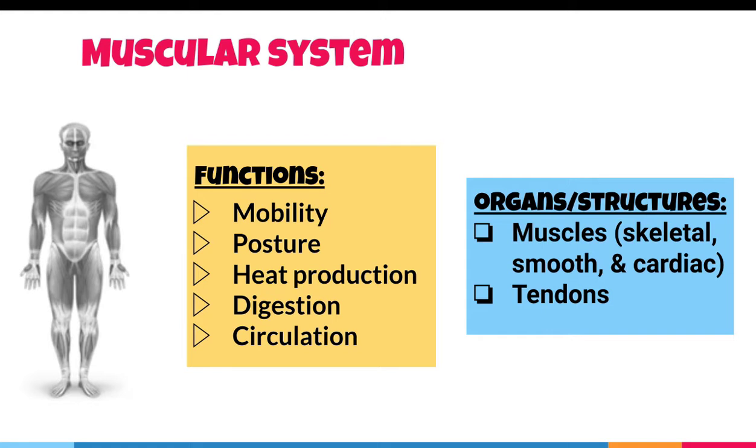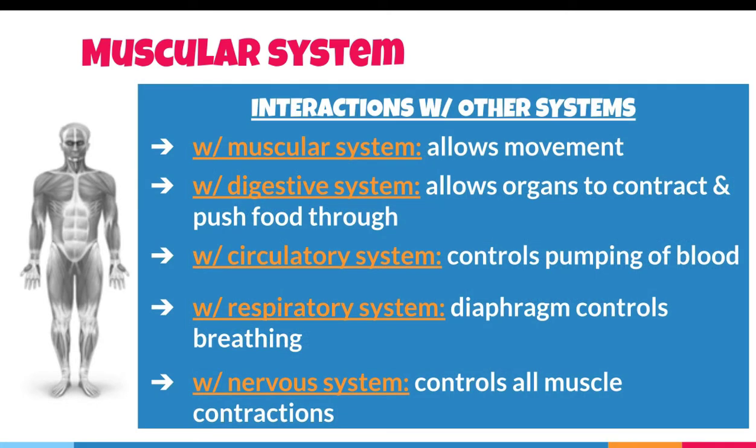The organs and structures that are involved in this are muscles. There's 3 types of muscles: skeletal, smooth, and cardiac muscle. And the tendons, which actually keep the muscles onto the bones. So they're the things that attach the muscles to the bones. This system works with a lot of different systems. Remember, you just need at least two interactions.